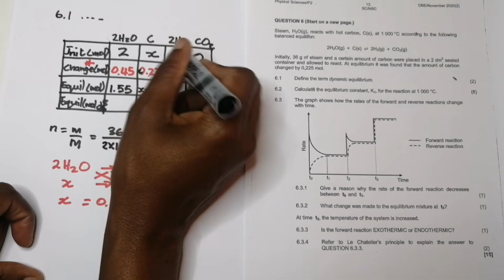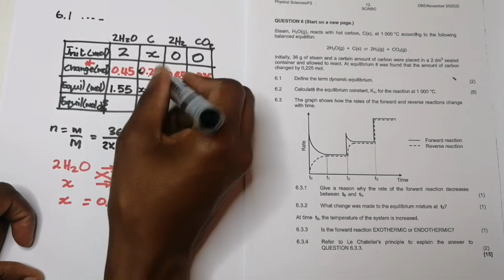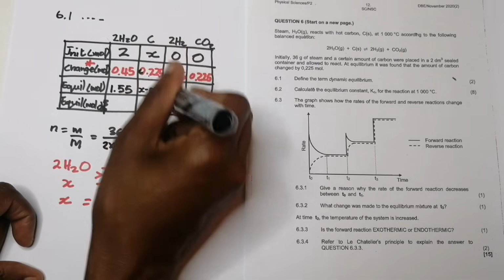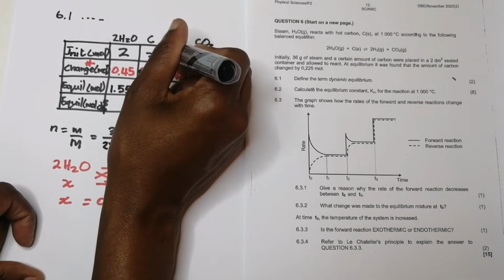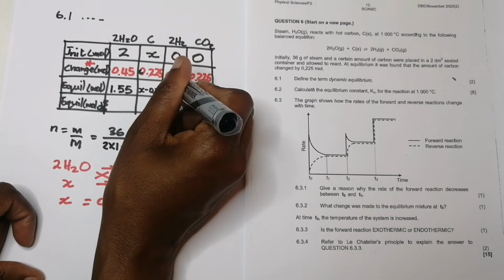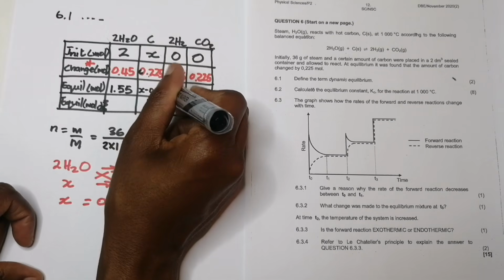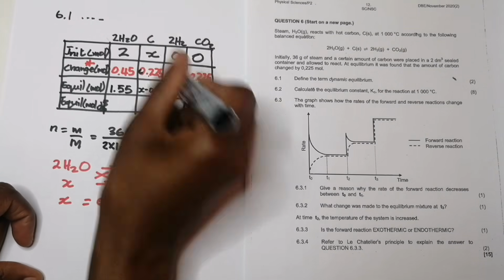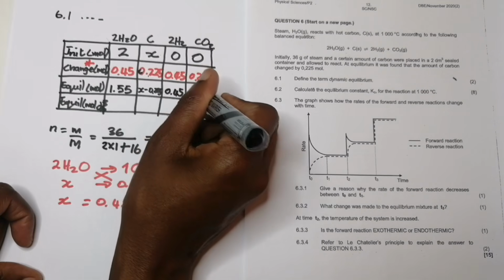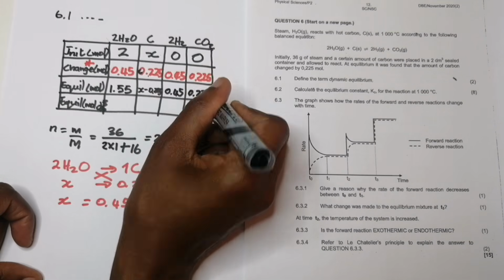And then what about here? I started with nothing. I produce 0.45. What do I have at the end? Remember, I am forming products. So whatever I start with, I produce more by 0.45. And what do I have at the end? Of course, it's 0.45 because you had nothing at the start. The same thing is true here. So I'd have 0.225 at the end.